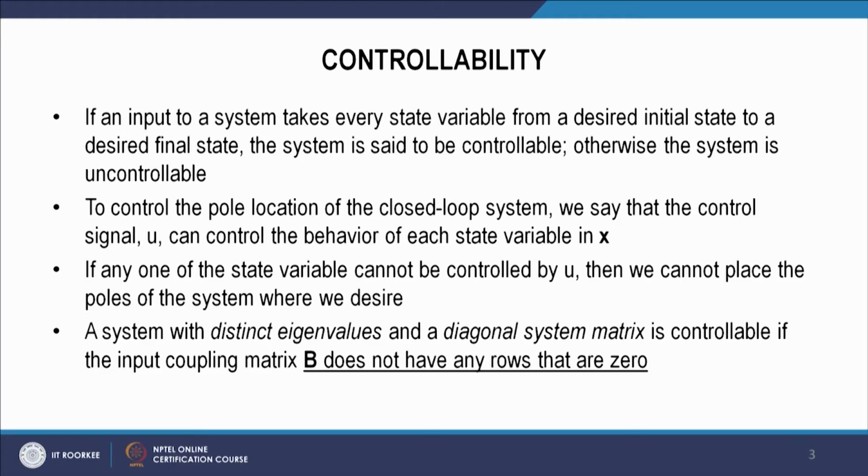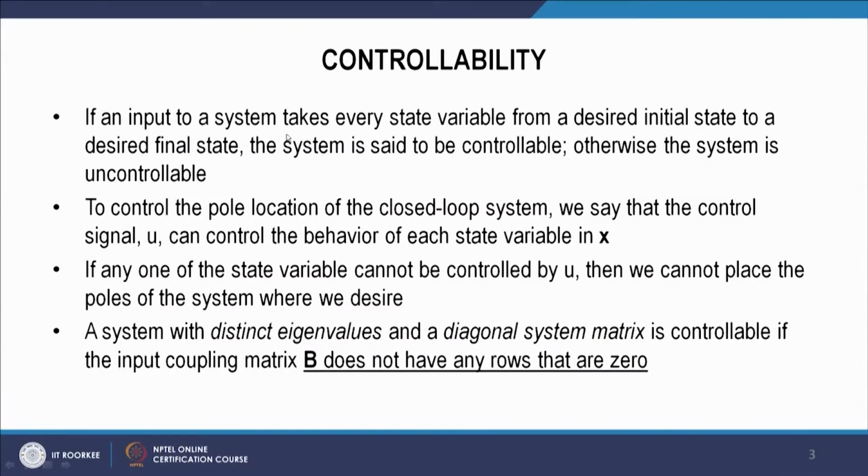So now we will discuss the concept of controllability. So when we define the state variables, we said that the state variable takes the system from one state to other when we apply some input or initial conditions. So if an input to a system takes every state variable from a desired initial state to some desired final state, then the system is said to be controllable.